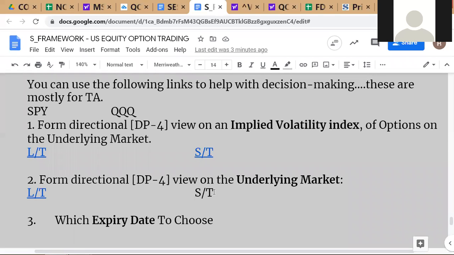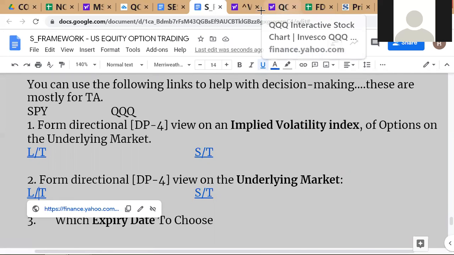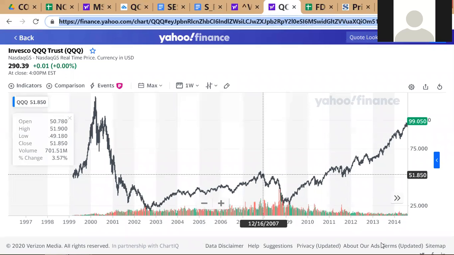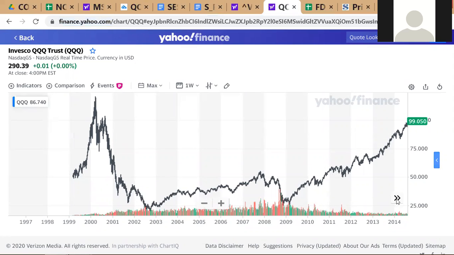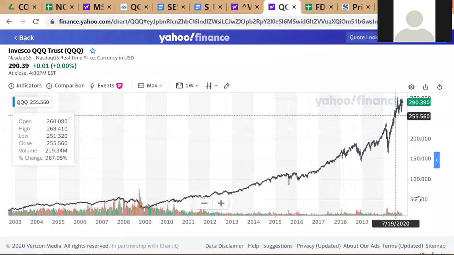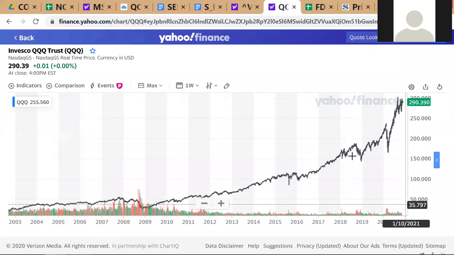Here, what I'm talking about is just giving you some practical tools. And when you go there, this is a long-term chart. So LT is long-term, ST is short-term. When you're trying to form a directional view on the underlying market, this is the Yahoo Finance long-term chart on the QQQ, which is tracking the NASDAQ 100 index. Right, this is where it is now.